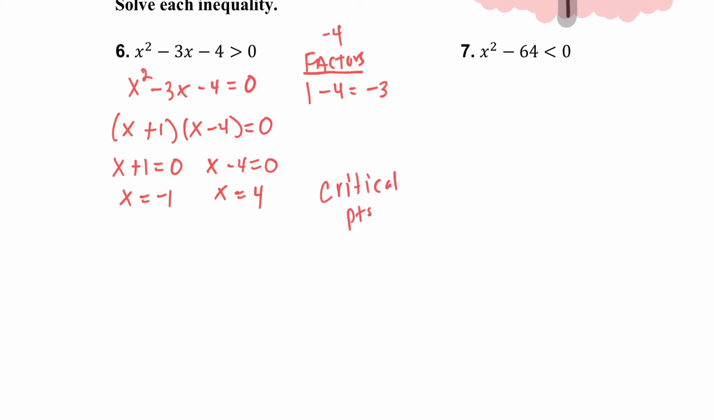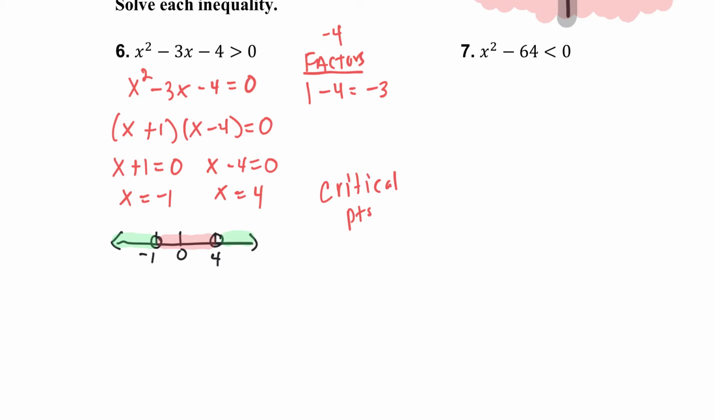They're called critical points because they're going to help us to find the solution for this inequality. We have 0, -1, we have 4, and we notice it's open circle since there isn't an equal sign on the inequality statement. We got to check to the right of 4, check to the left of -1, and then we also have to check between -1 and 4.